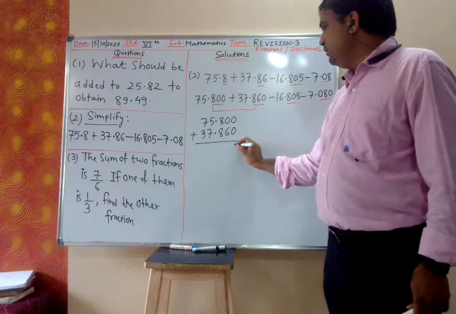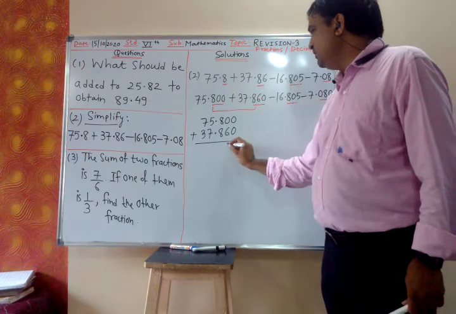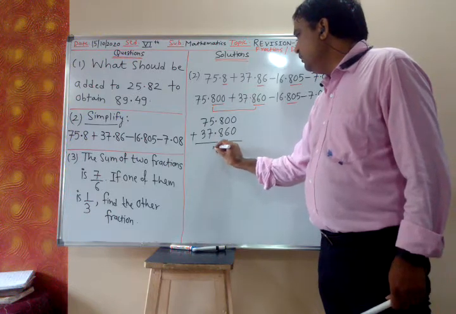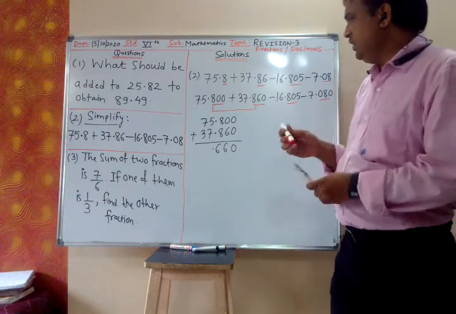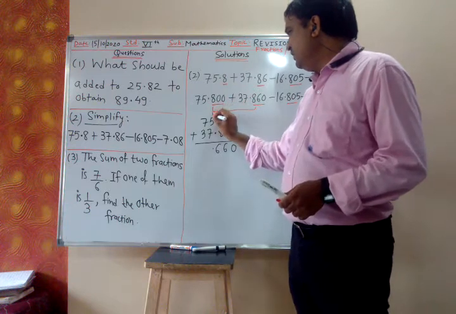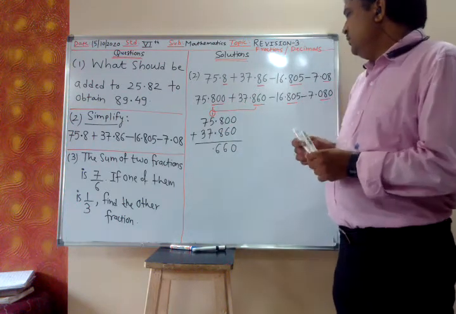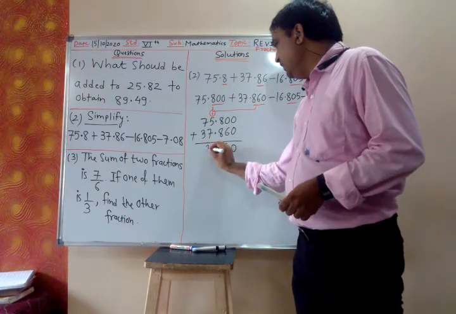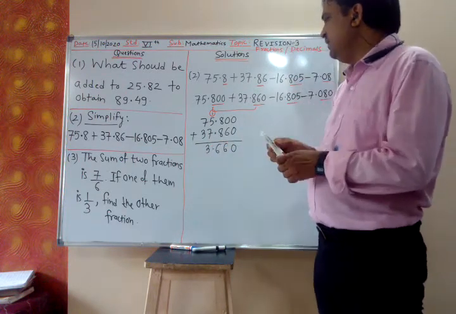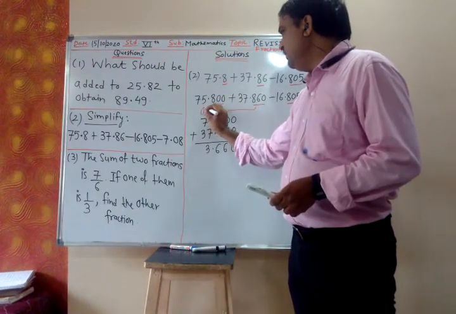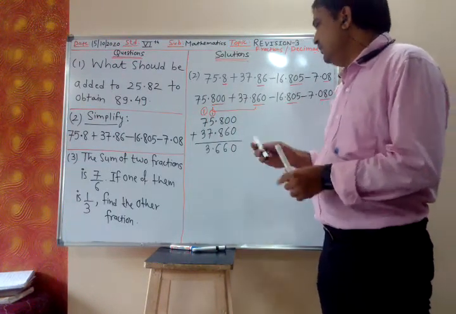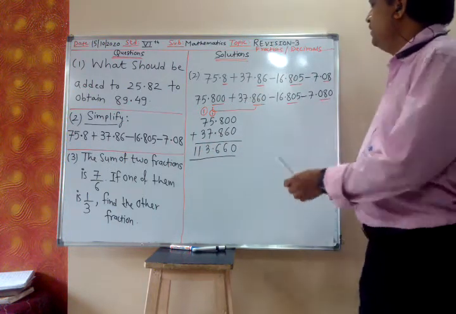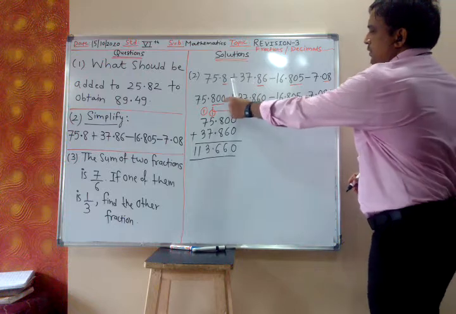So 0 plus 0, 0. 0 plus 6, 6. 8 plus 8 is 16. Then 1 is carried. 1 plus 5, 6. 6 plus 7, 13. So you will get 3. Then again 1 is carried. Then 7 plus 1 is 8, 8 plus 3 is 11. So this becomes 113.660. We have simplified these two.